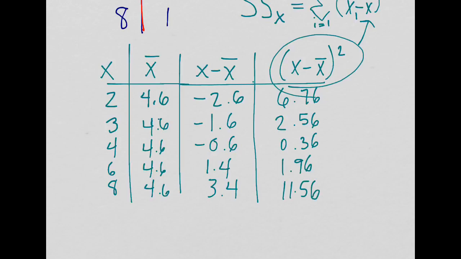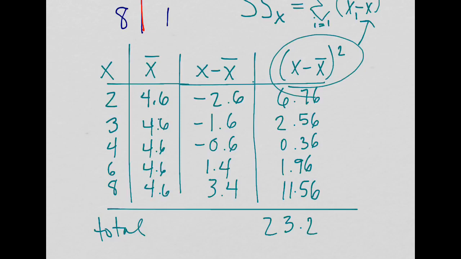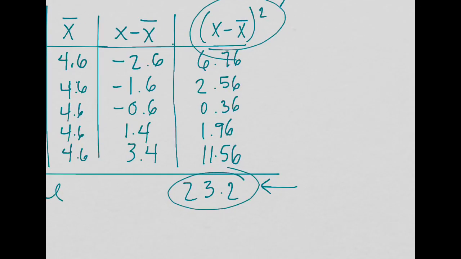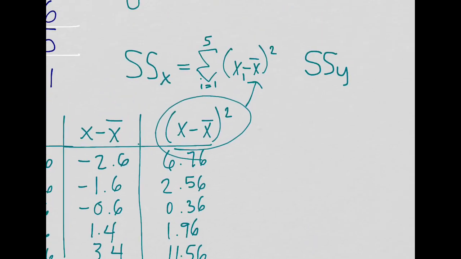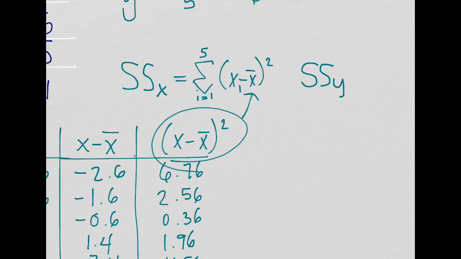All right, so I just squared these numbers, meaning all of them will be positive. Now, in the past, you found a total column. If you add them all up, we would get 23.2. This value here, my total, is my sum of the squares. Again, this is sigma, meaning to add them all up the squared differences between those two.